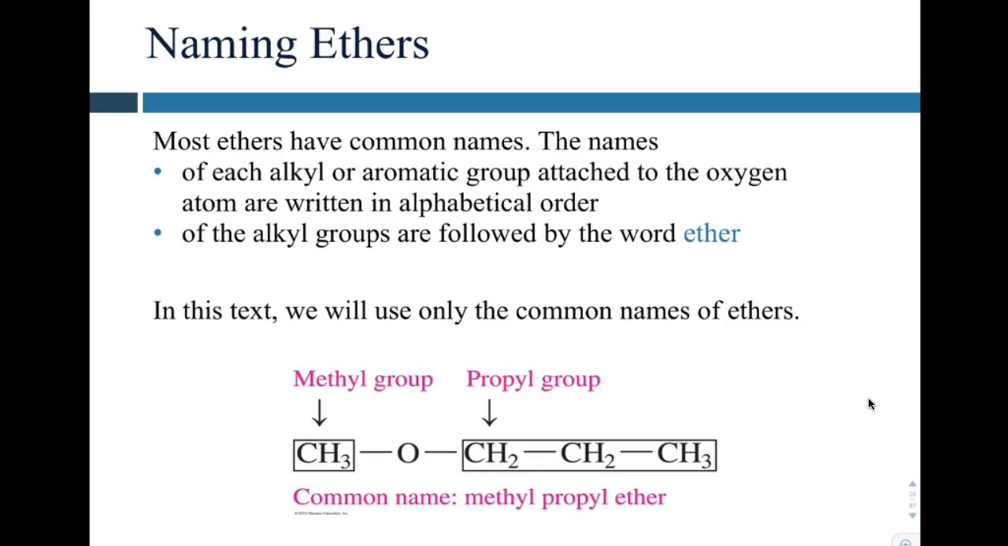So if we look at an ether, we know, okay, I've got oxygen in the middle. What's on either side of the oxygen? Well, a methyl group is on one side, and a propyl group is on the other, so I call it methyl propyl ether. And you will always put this in alphabetical order.